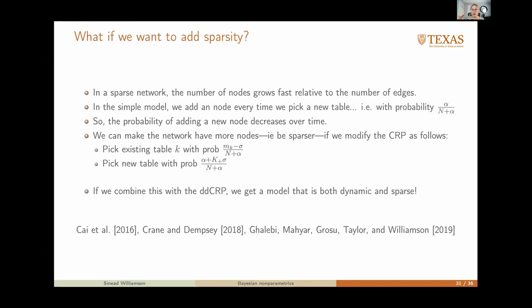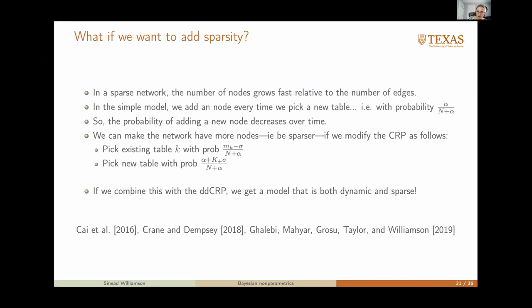And we can show that it decreases slowly enough that we still have a sparse graph, right? The rate at which the probability of a new node decays is slow enough that we're still adding nodes at a quick enough rate to keep it sparse. This is something that Crane and Dempsey showed for that sort of simple graph that we've been talking about, where we don't have a hierarchy. We can also use it in our hierarchical graphs.